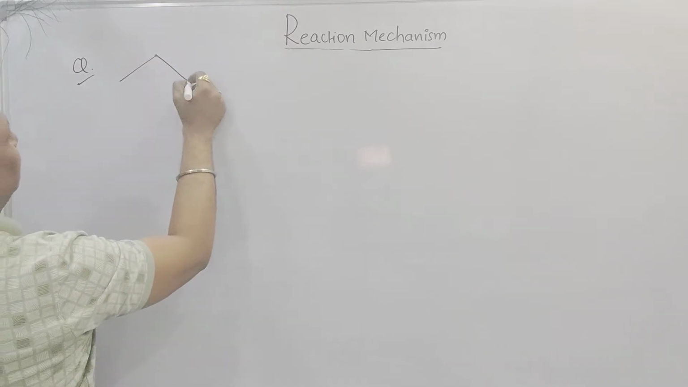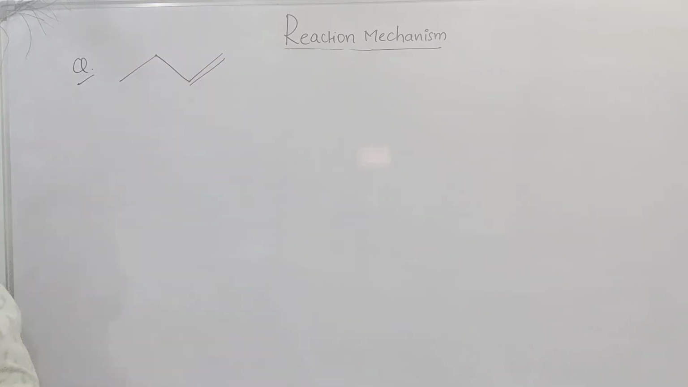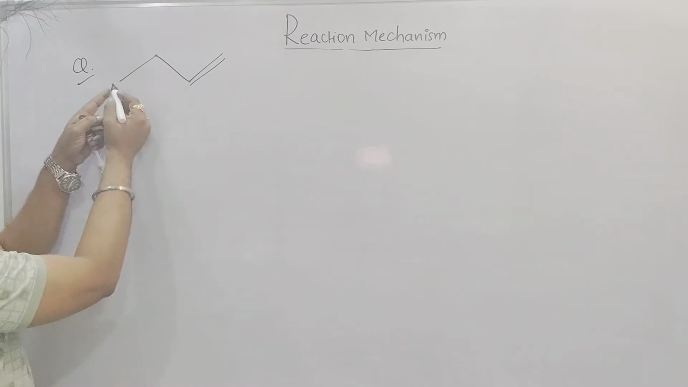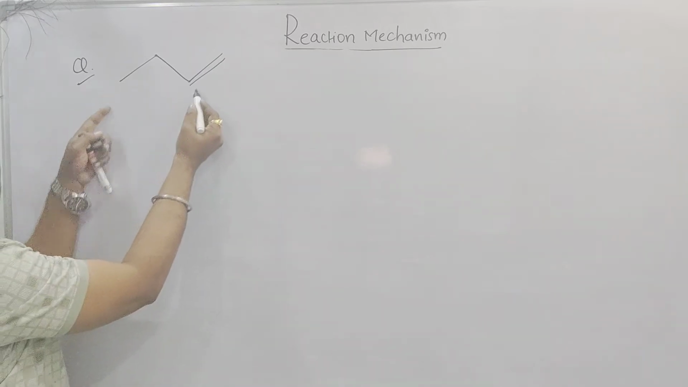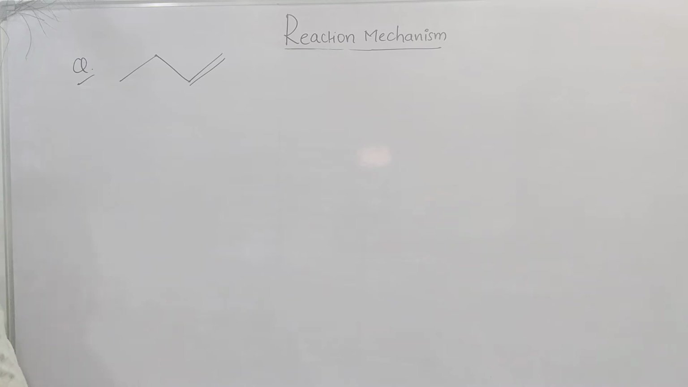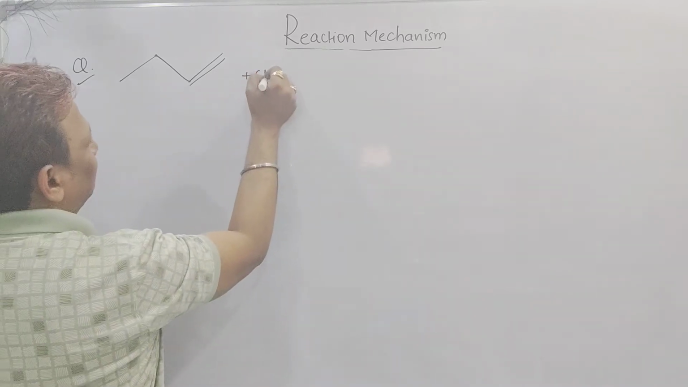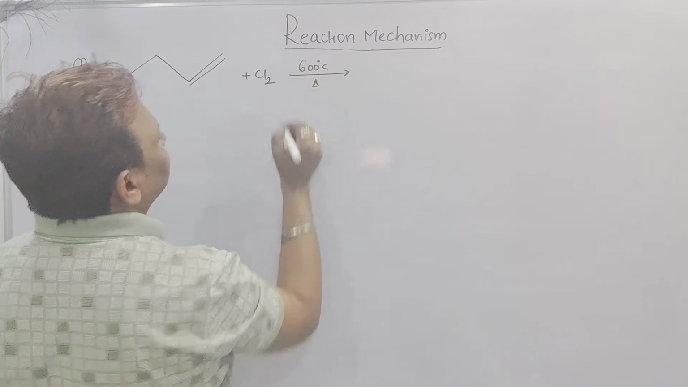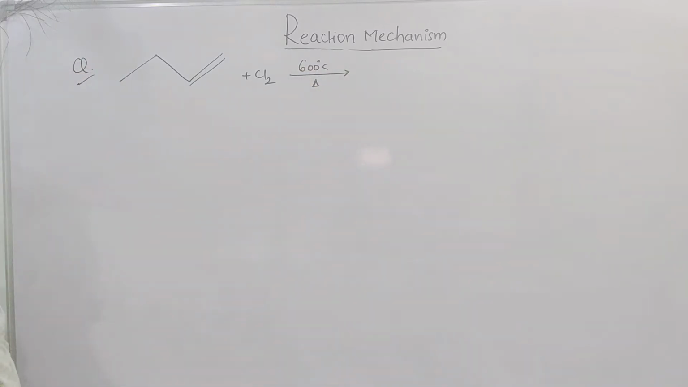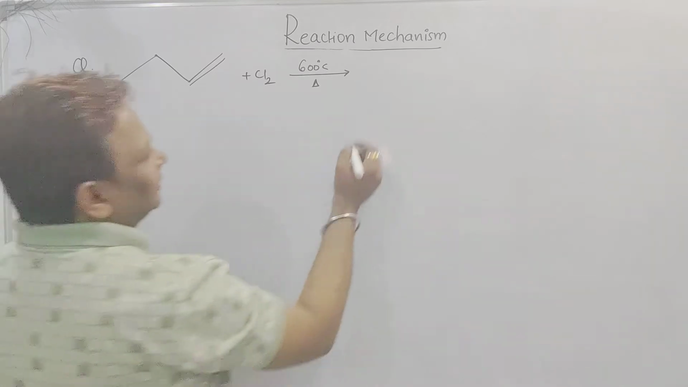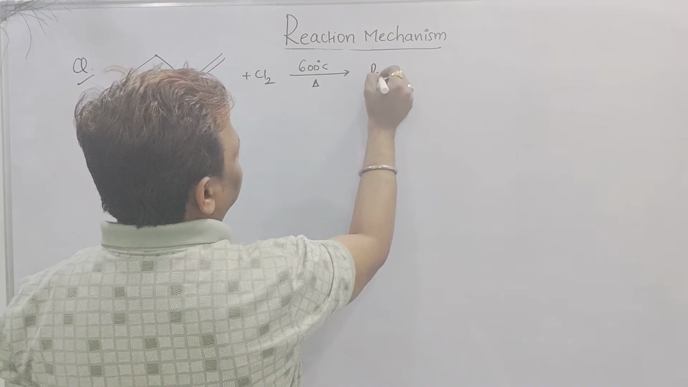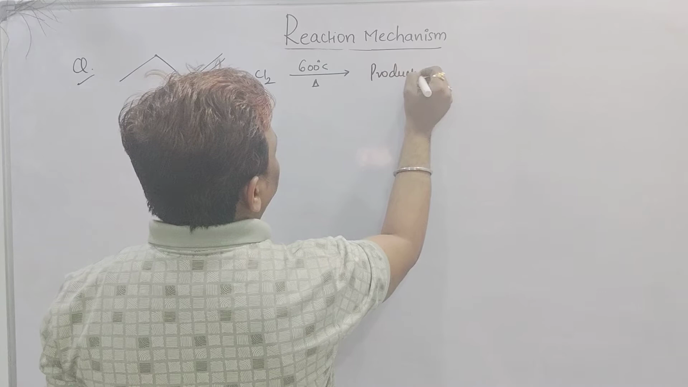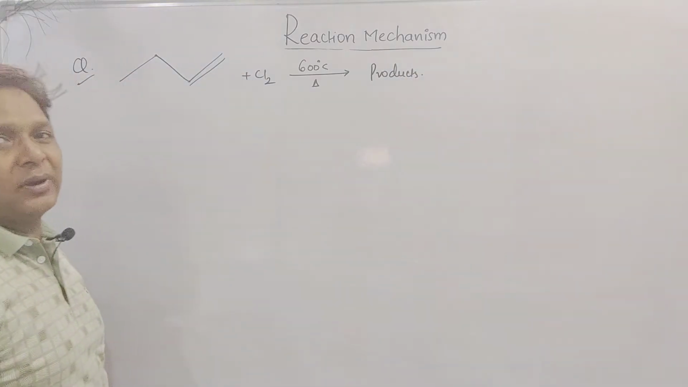1, 2, 3, 4, double bond, right sir? See beta, 1, 2, 3, 4, that is a double bond. Sir, addition of chlorine takes place at a temperature of 600 degrees centigrade. But what is the product obtained here? They are asking what are the products obtained here. So you can go through the mechanism and try to find out the product here.